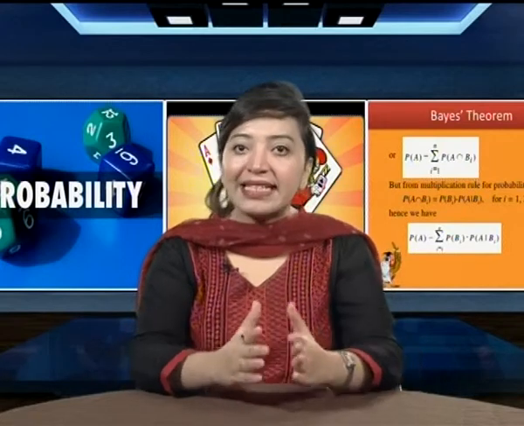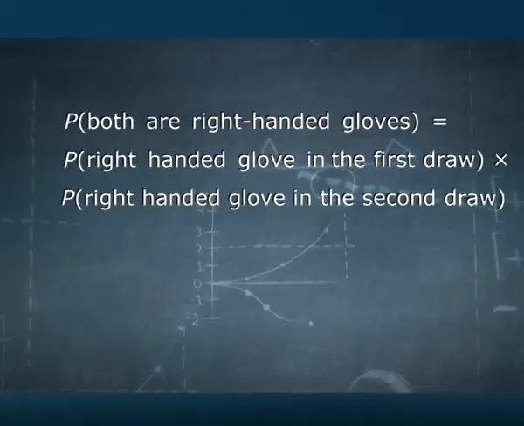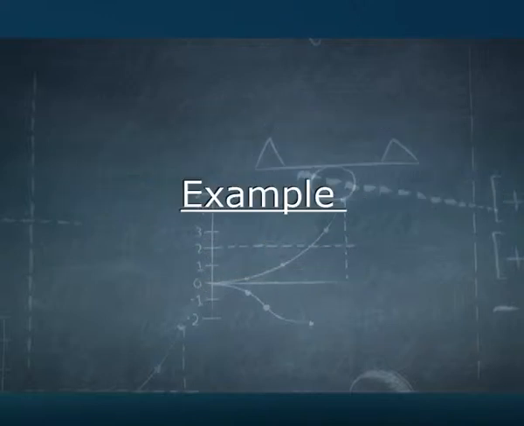If 2 gloves are selected with replacement, the 2 draws are independent. The probability that both are right-handed gloves will be equal to the probability of a right-handed glove in the first draw times the probability of a right-handed glove in the second draw. So that gives us 7 by 9 times 7 by 9, which is equal to 49 by 81. We'll see another example also.